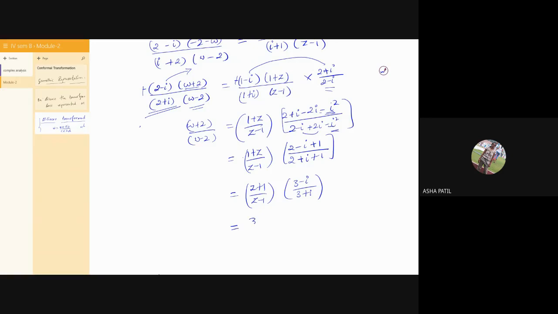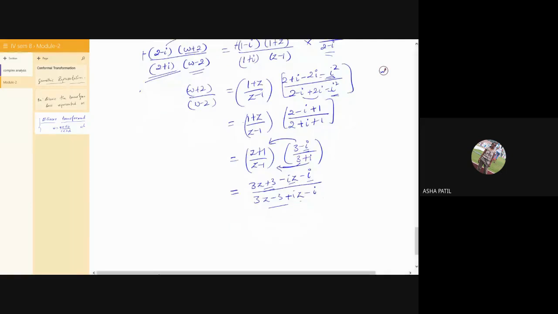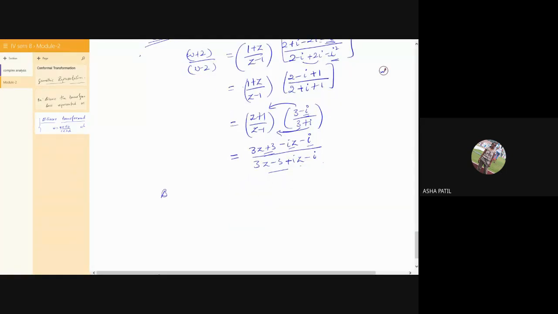multiply inside. So it becomes 3z plus 3 minus iz minus i, over 3z minus 3 plus iz minus i. I just multiplied with 3z plus 3, then multiplied by minus i, so it is minus iz minus i. Again multiplying by 3, we have 3z minus 3. Multiplying by i, we have iz minus i. Now we will use componendo and dividendo.